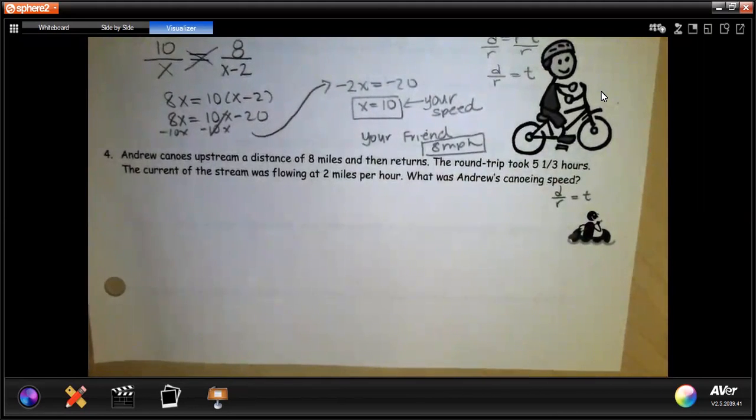All right, it says Andrew canoes upstream a distance of 8 miles and then returns. The round trip took 5 1/3 hours. The current of the stream was flowing at 2 miles per hour. What was Andrew's canoeing speed?